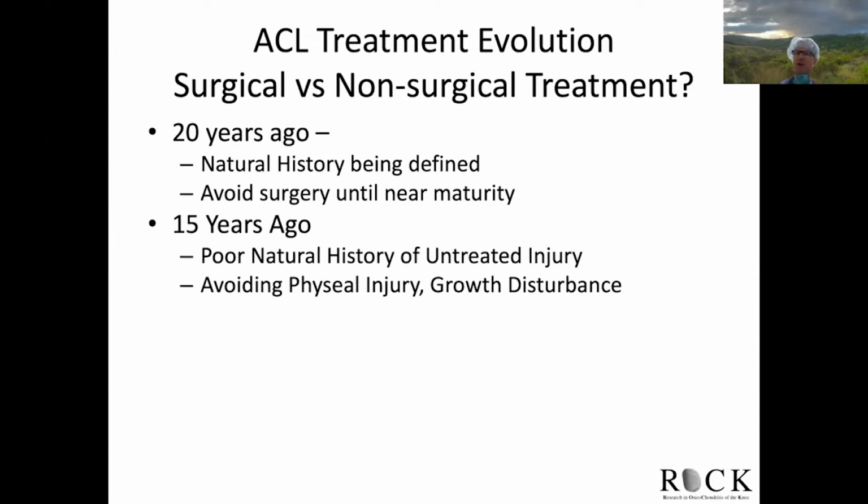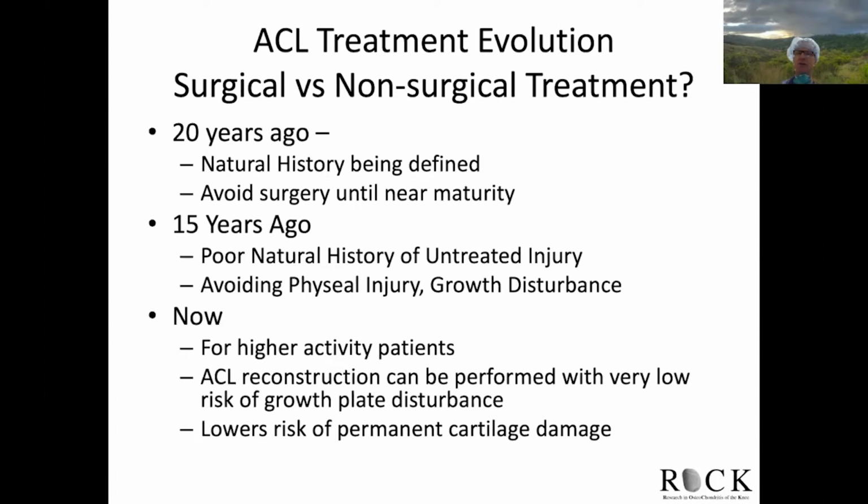About 15 years ago, we started better understanding the natural history of untreated injury. And we found that a lot of kids with an ACL deficient knee ended up with permanent and irreversible damage to their cartilage and meniscus. And so that led to a trend to try to fix the ACL, but respect the growth plate and not cause damage to the growth plate and a growth disturbance. Now it's almost universal that for higher activity, young athletic patients, the risk of that ACL reconstruction causing any type of growth plate problem is probably less than 3 to 5%. So the surgical techniques have evolved, and we can definitely lower the risk of permanent articular cartilage or meniscus cartilage damage, which we know predisposes these patients to osteoarthritis.